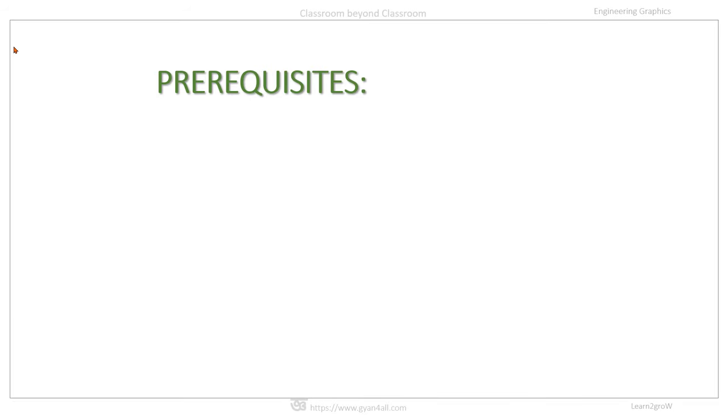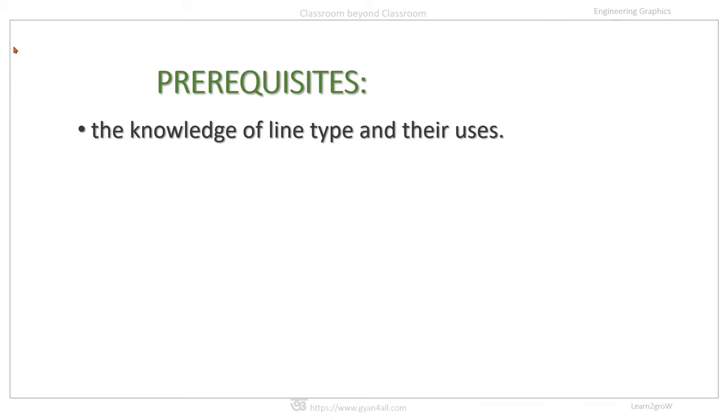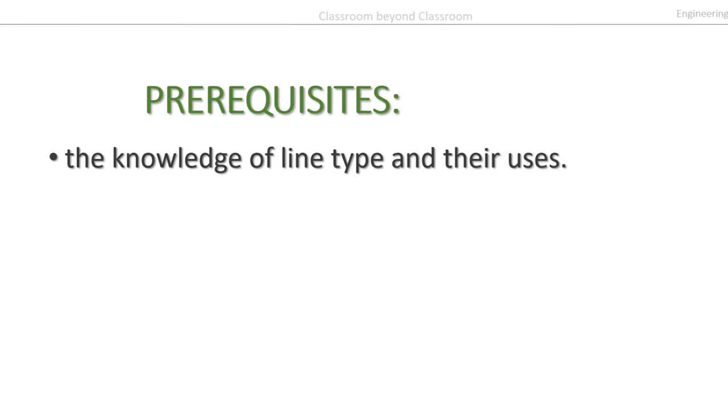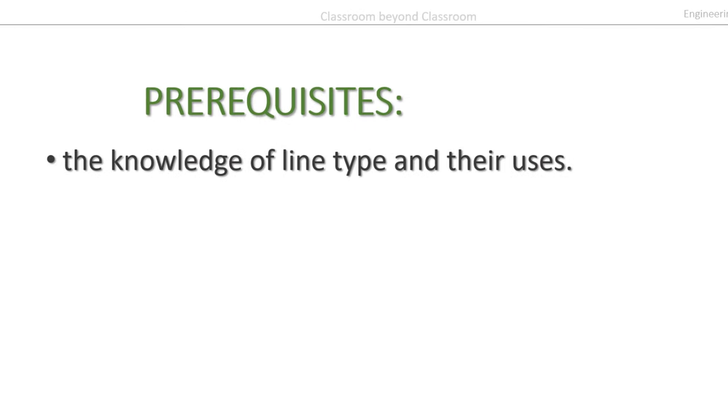There are some basic prerequisites to prepare an accurate geometrical construction. Students should have this prior knowledge for this chapter or these topics. For example, the knowledge of the line types and their uses. We have discussed in our previous discussion the line types and their uses as per ISI 1972.